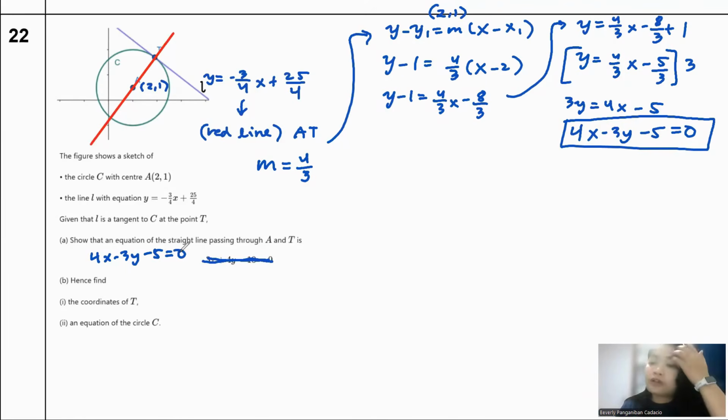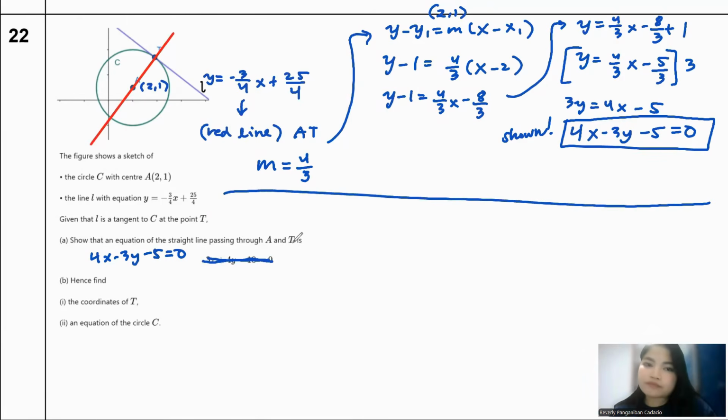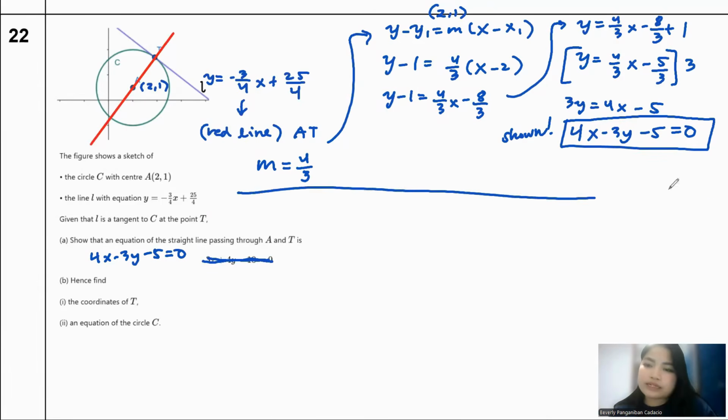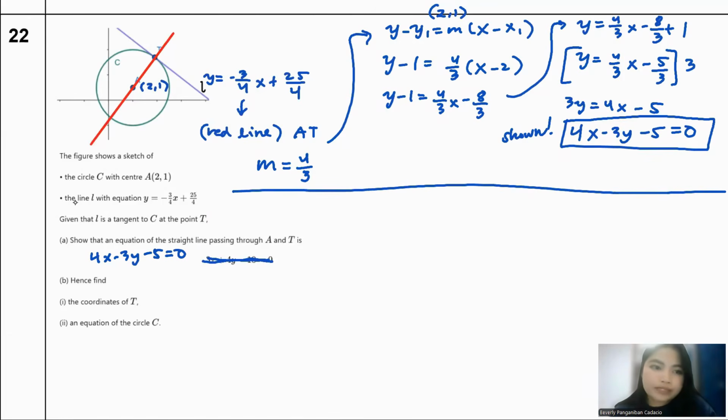Don't worry, in the exam it will definitely show what equation you will get. And then at the end, you can just put "shown" there, because they are equal to each other. Okay, now this is the answer to letter A. Let's go with letter B.